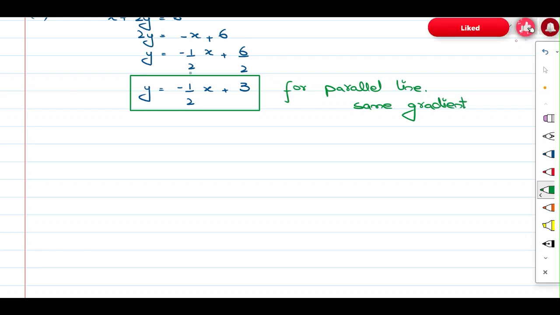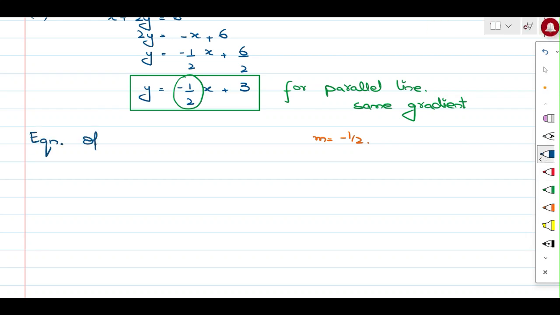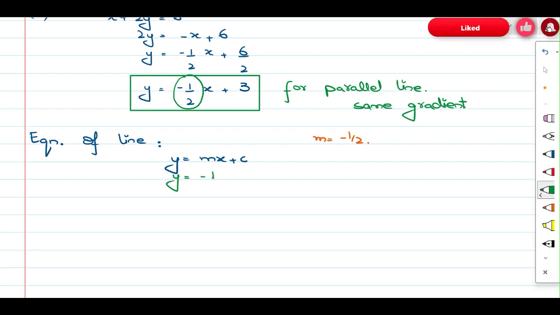Okay, so this line's gradient is minus 1 by 2. This is the gradient of the line, the coefficient of x. So your m value in this case is negative 1 by 2. Now I'm going to write down the equation of a line which is parallel to the above line: y equals mx plus c. M is minus 1 by 2, so y equals minus 1 by 2 x plus c.